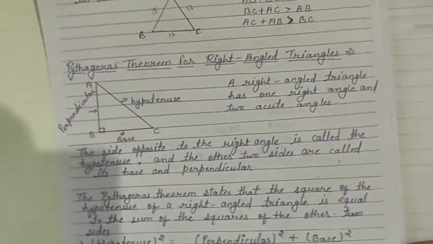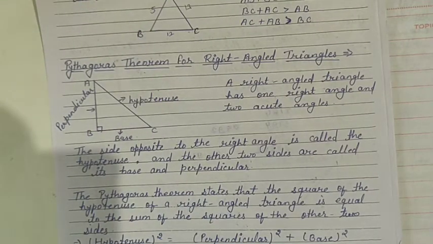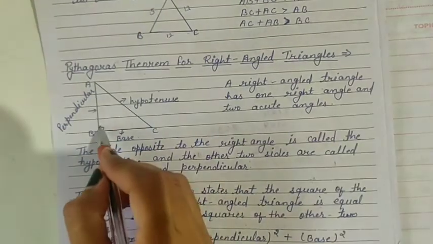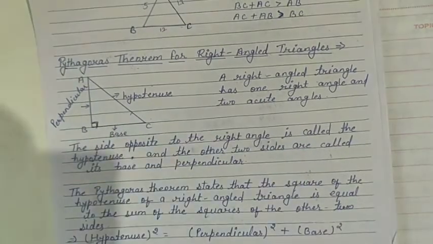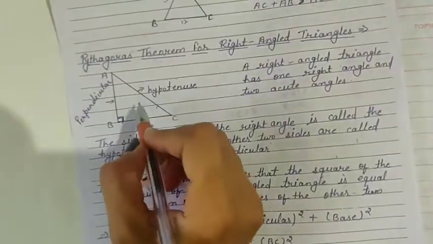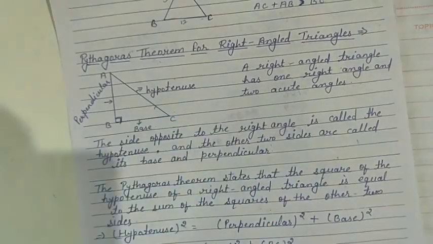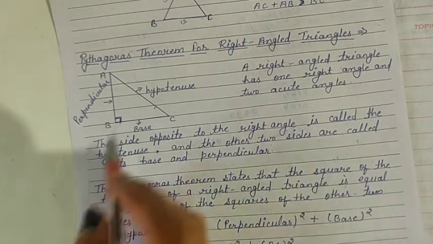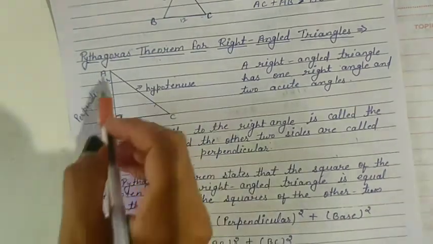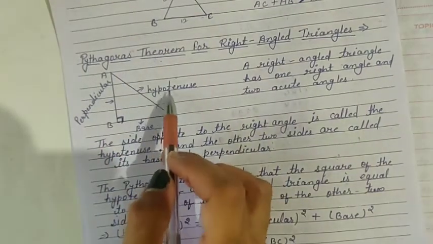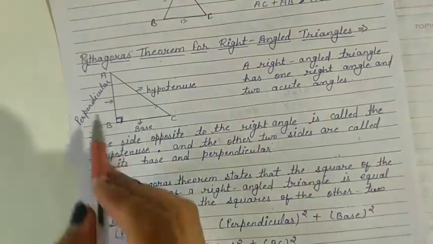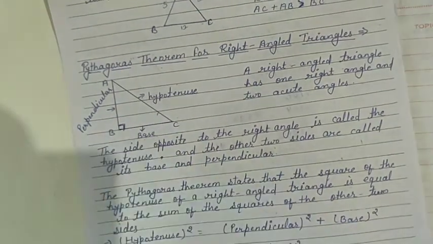Okay. Now Pythagoras theorem for right angled triangle. This theorem is only applicable for right angled triangle. So this is a right angled triangle. This is ABC, a right angled triangle, and right angle at B. So the side opposite to the right angle is called hypotenuse of a triangle, and this side is called base, and this is perpendicular. Students, you can interchange perpendicular and base, but hypotenuse will remain the same. Okay, you can say this base and this perpendicular.